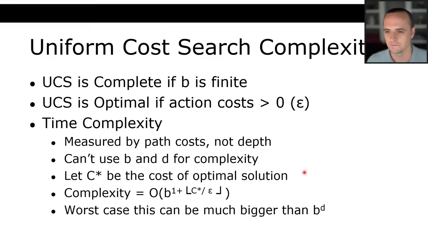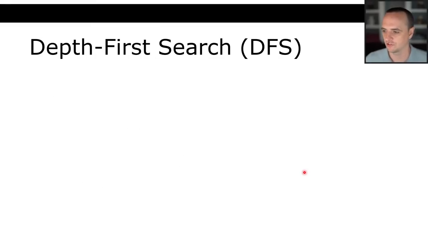Alrighty. Depth first search. Someone asked, what was the branching factor again? The branching factor B is the average number of actions that we can take at any state. So it's the width of our tree, essentially.